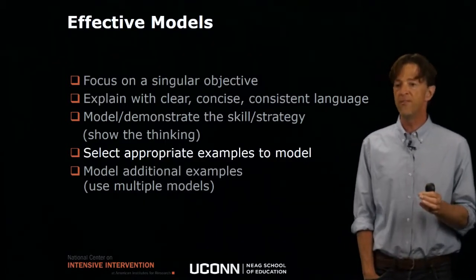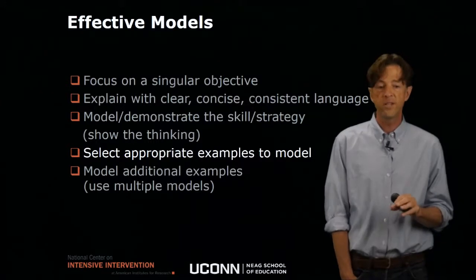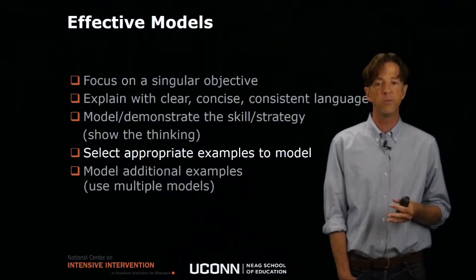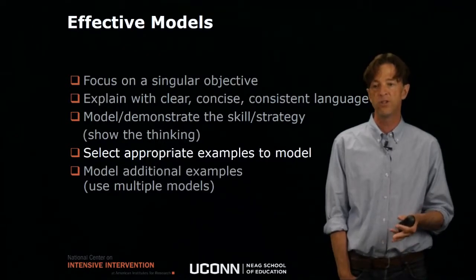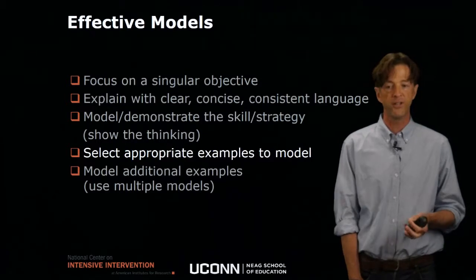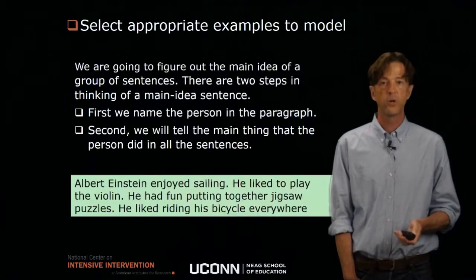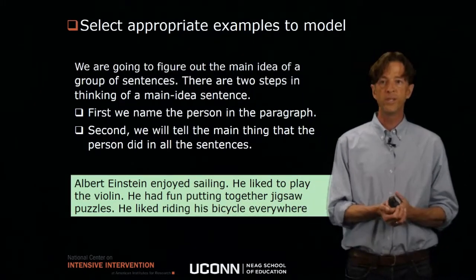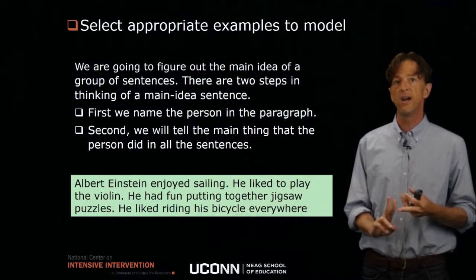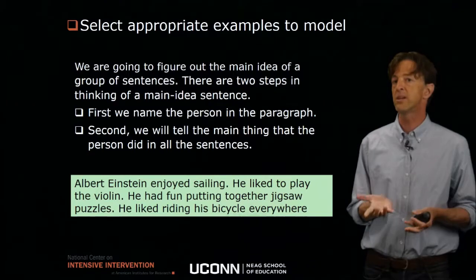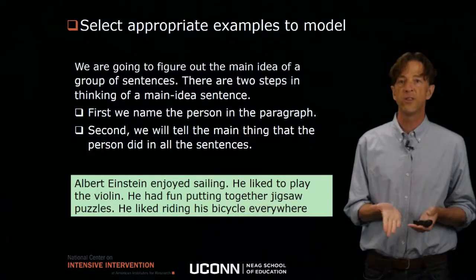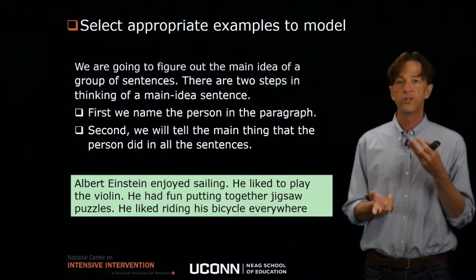So instead we want to be very careful in choosing paragraphs, and sometimes they may seem a little artificial at first, but when we're initially modeling, we really want to make sure that the passage or text we're using to model is going to work really well for the strategy the way we're teaching it. So for example, when we're using this passage on Albert Einstein, we need to have a person in the paragraph. So this is very clearly about one person, Albert Einstein. And then we have to tell the main thing that the person did in all the sentences. So this is a good example.